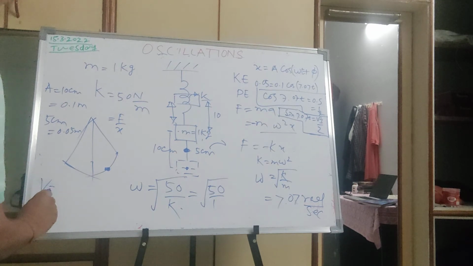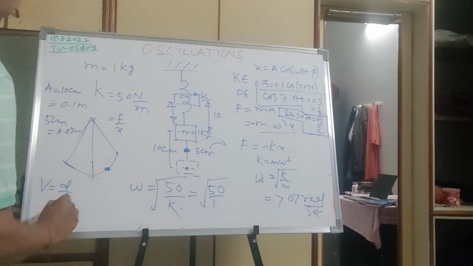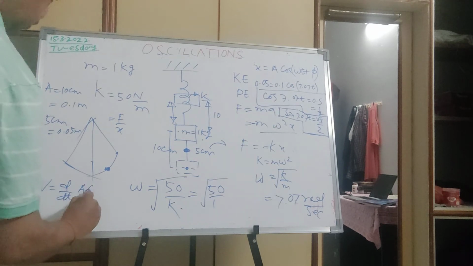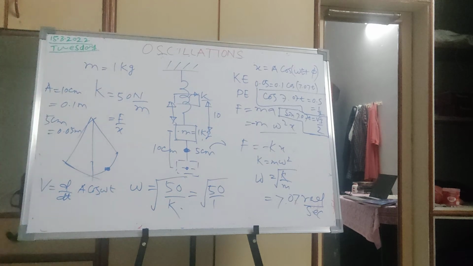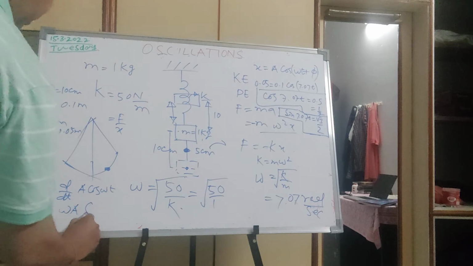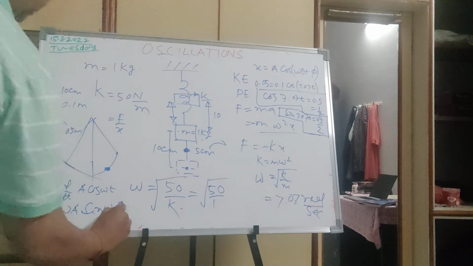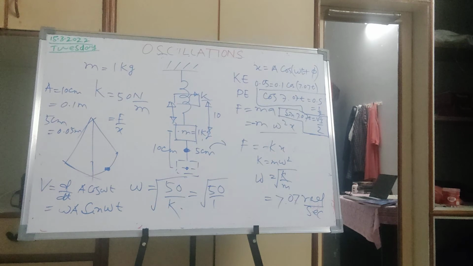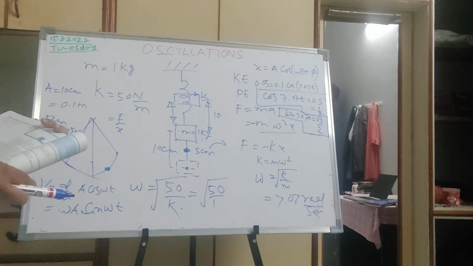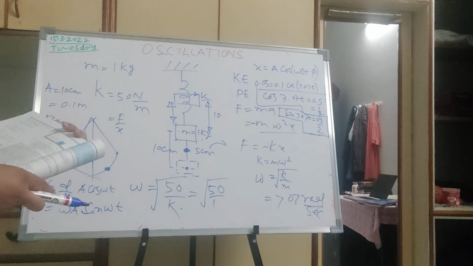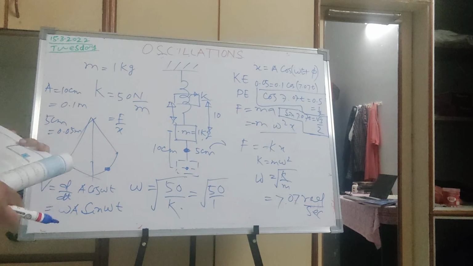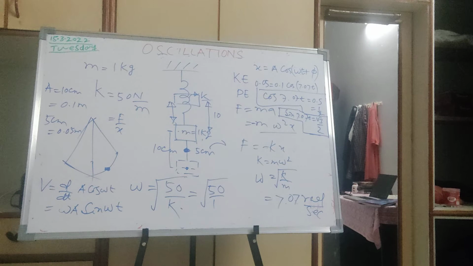We know velocity is the derivative d by dt of a cos omega t. If the phase angle is 0, it becomes omega a sin omega t. This is the velocity of the block at x equal to 5 centimeter.